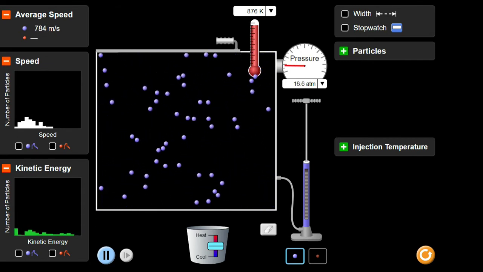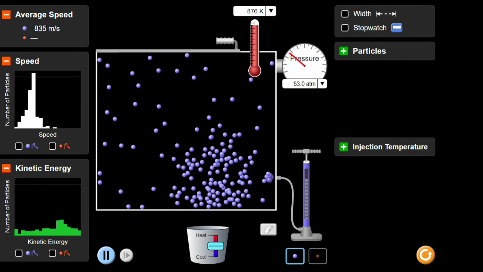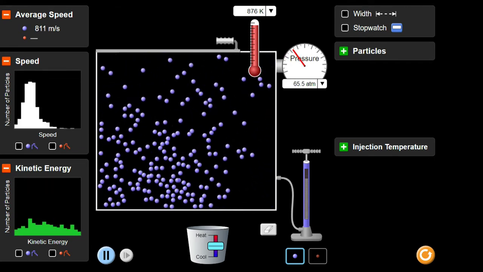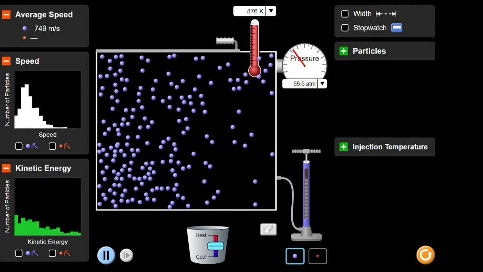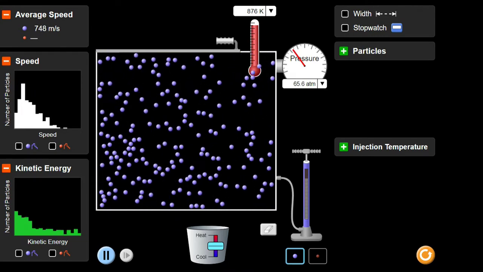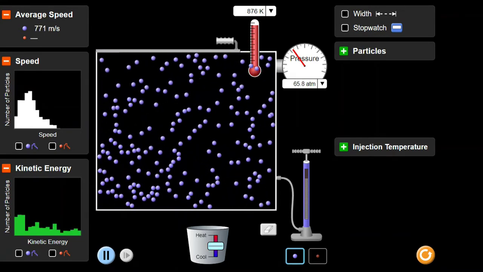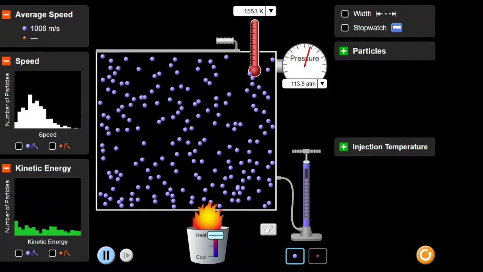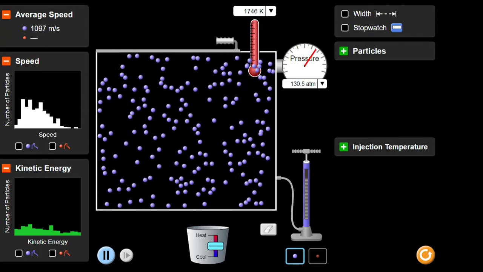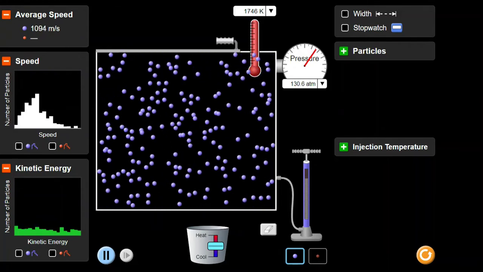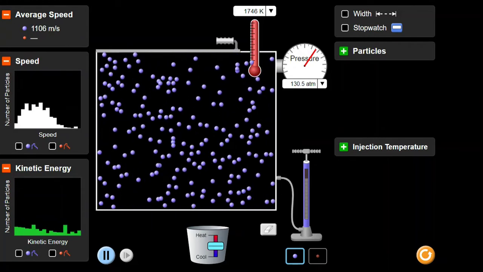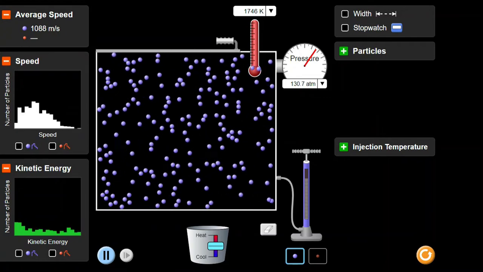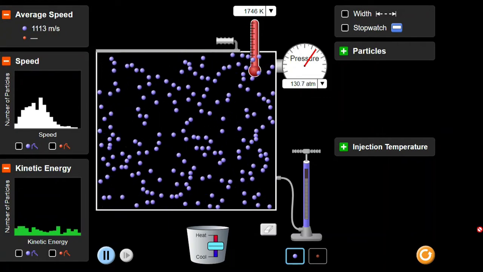Now we can make this a bit more visible by adding more particles in there, and then again, there you go. So you can see that average is still increasing a lot. So we'll add some more heat in there. You can see as well, look how fast these particles are moving. So you can see there's a direct correlation between heat and how fast those particles are moving.